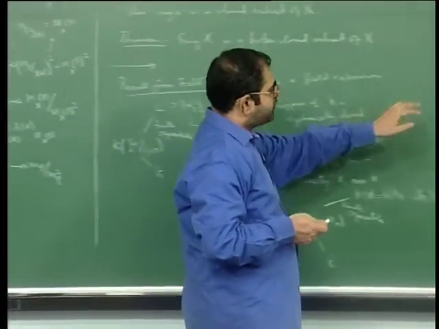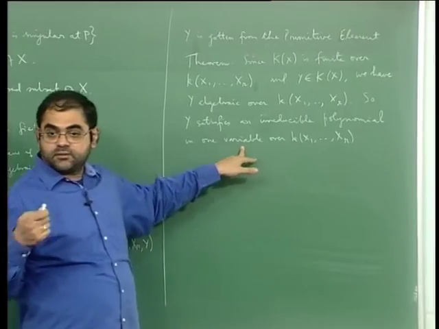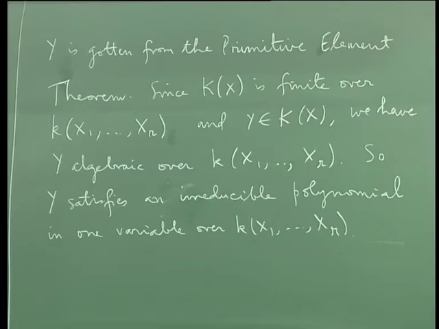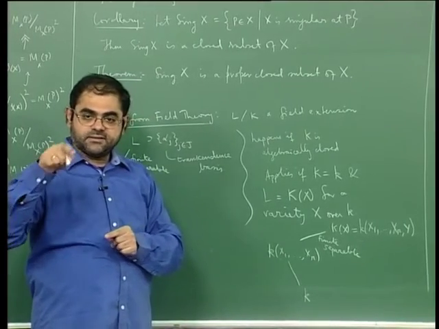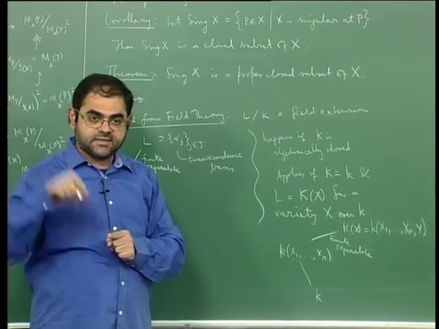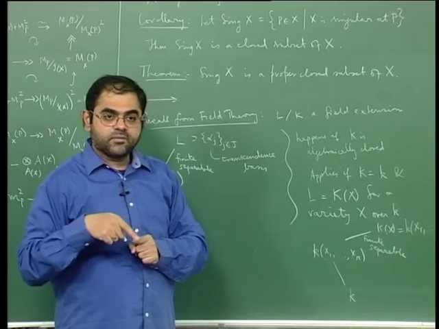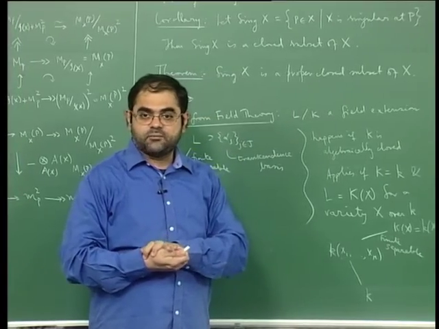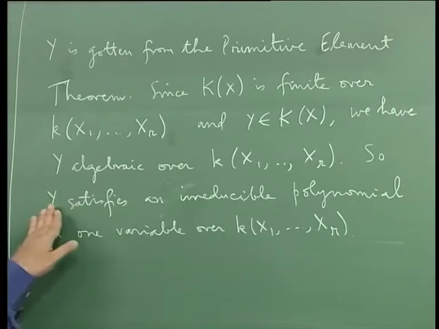So y satisfies an irreducible polynomial in one variable, okay, and in fact, if you take the degree of that polynomial, that degree will be the same as the degree of this finite extension. For any finite extension generated by a single element, the degree of the finite extension is the same as the degree of the minimal polynomial of that element, and the minimal polynomial of that element is the unique irreducible polynomial that that element satisfies. It is the polynomial of least degree that that element satisfies, okay. So here I am looking at the minimal polynomial of y.